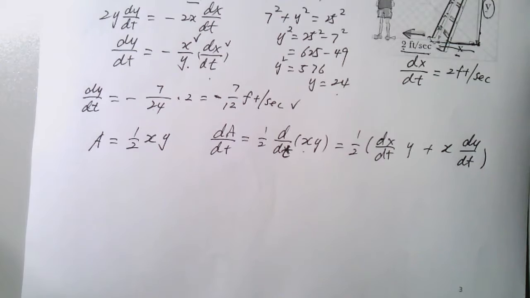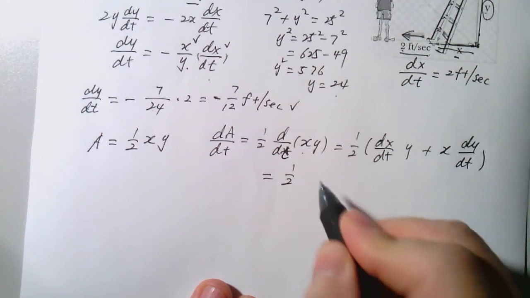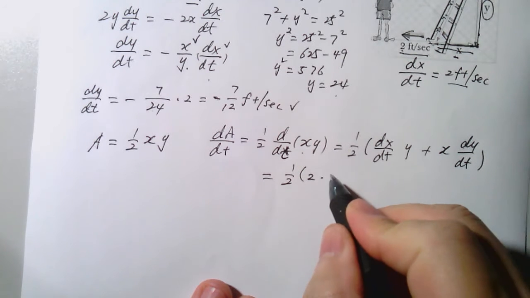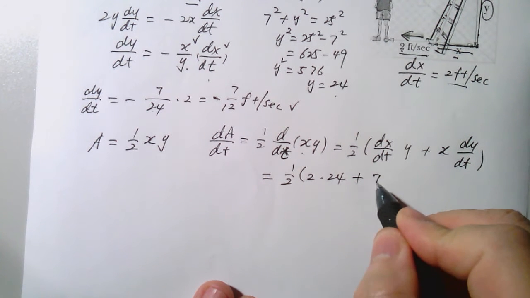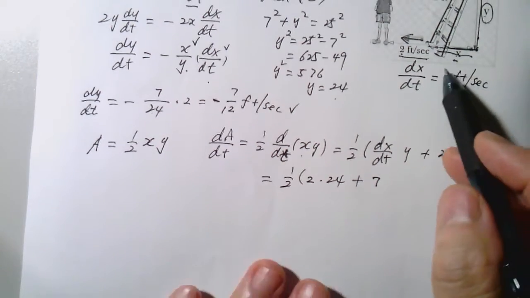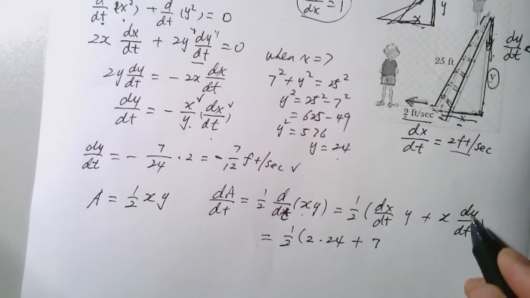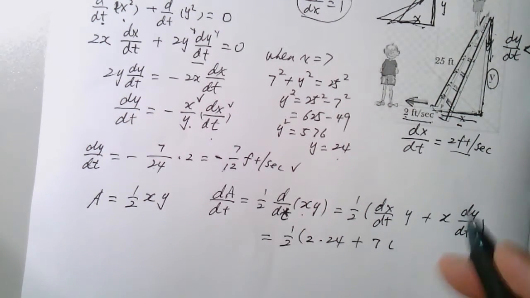Now we actually know everything. dx/dt is 2, y is 24, plus x equals 7, when the base is 7 feet away from the wall, and dy/dt we just figured out is negative 7/12.